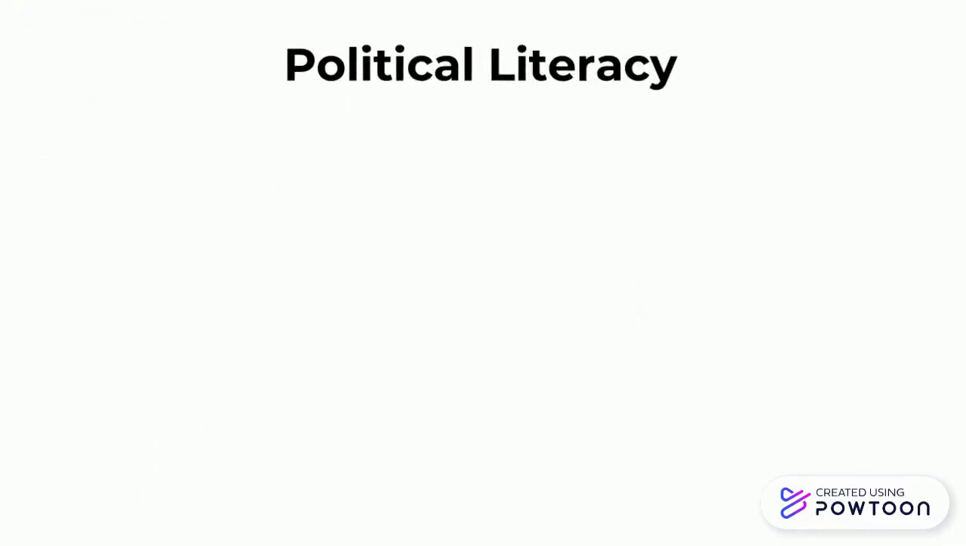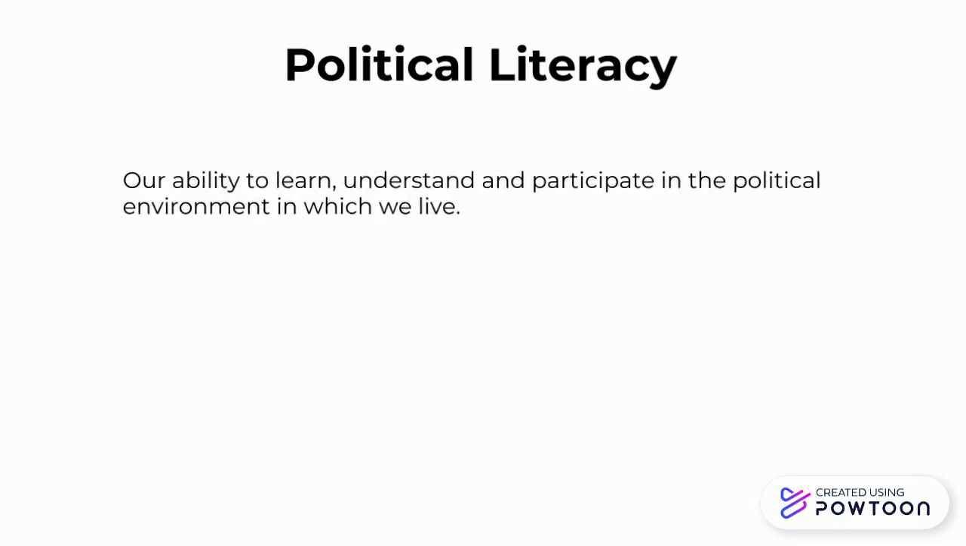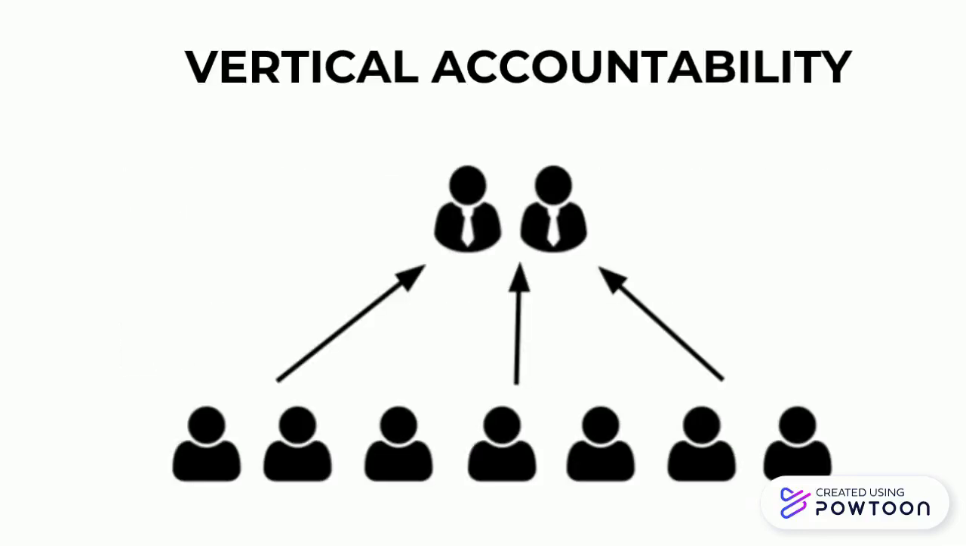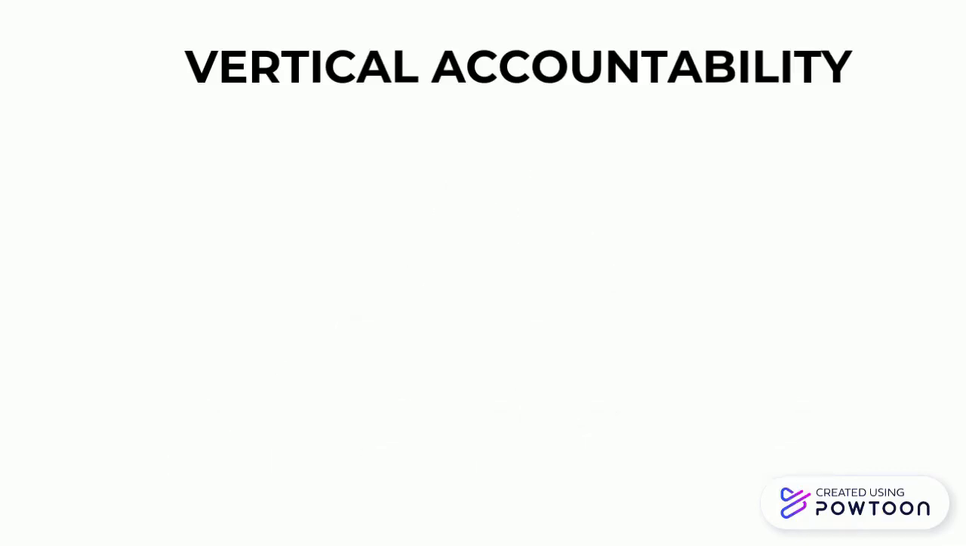Political literacy is vital in providing accountability in democratic institutions. Political literacy can be defined as our ability to learn, understand, and participate in the political environment in which we live. This means being able to hold both political parties and individual members of Parliament accountable for when promises are broken. This is also known as vertical accountability.